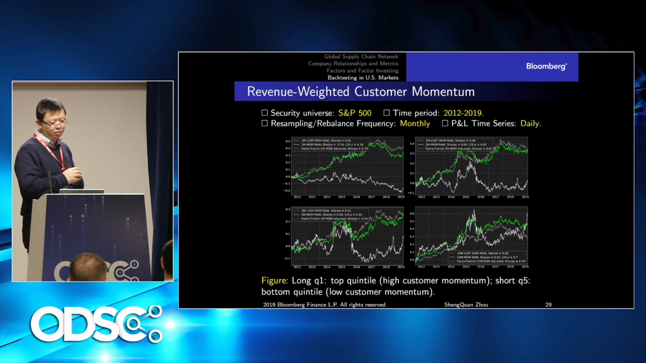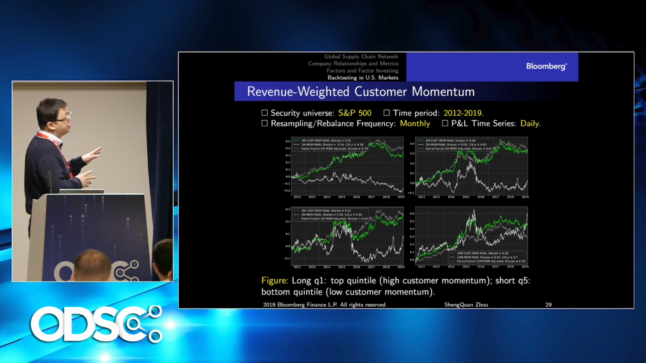So the final factor we're going to test is called the Cos Momentum, specifically revenue-weighted Cos Momentum. Again, the same security universe, the same time period, and same kind of scheme. Now we're only considering the monthly rebalance and monthly resampling. We're not going to consider the no rebalance scheme because it ends up the same as the rebalance scheme.